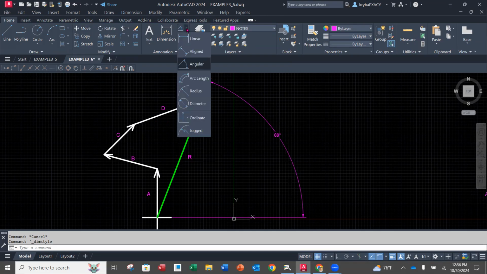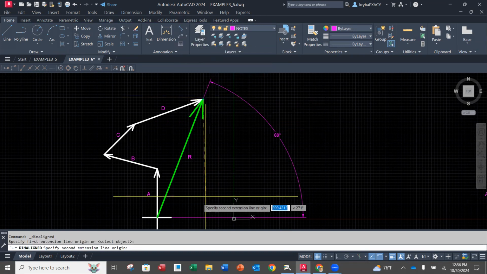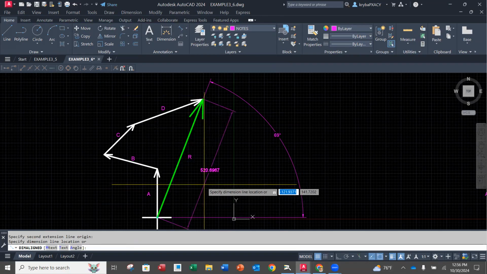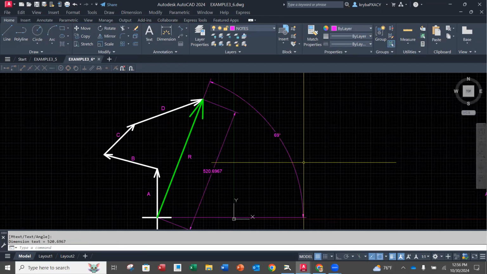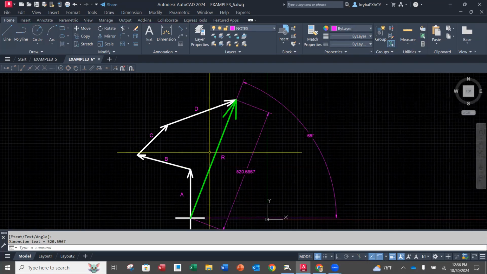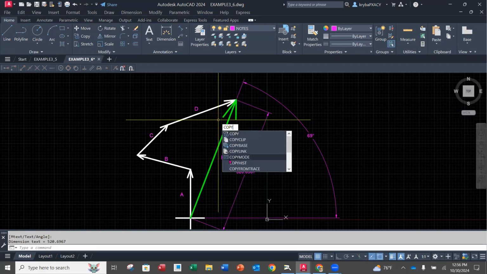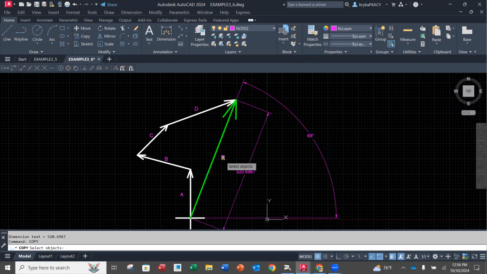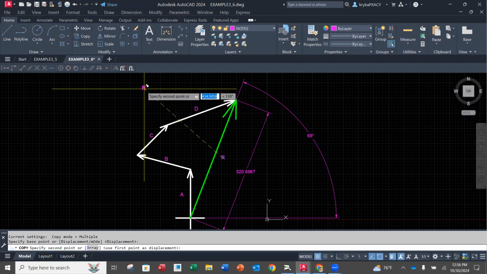Then I'm going to add the aligned dimension to the endpoint of the resultant. And there it is. Okay, so it's 520, probably 1. So we'll see what we end up getting in our example. So the last thing we need to do is to add the vector equation. It's going to start with R is equal to, so I'm going to just copy my R. And I'm going to put it up at the top here, should be good.